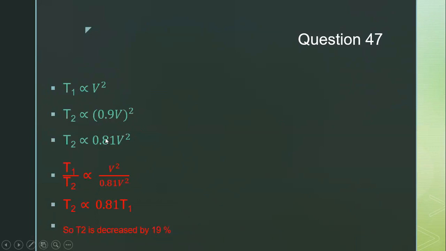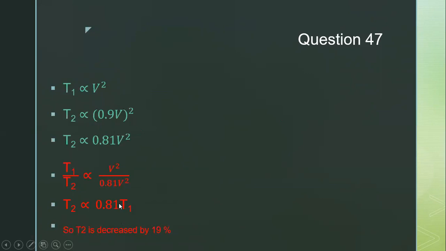So 0.9 into 0.9 is 0.81, into V square. When you are dividing T1 by T2, directly proportional to V square divided by 0.81 V square, V square will be cancelled, and T2 will be equal to T1 into 0.81. So T2 will be equal to 0.81 into T1, which means 81% of T1.